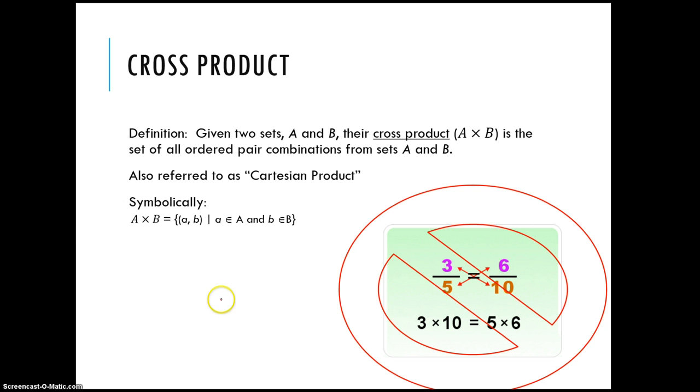So symbolically, if we're doing a cross product, typically we do it of two sets, we're going to build ordered pairs with that. It's kind of best to see an example of it. And by the way, this is different than the cross product you might be used to in Algebra 1.